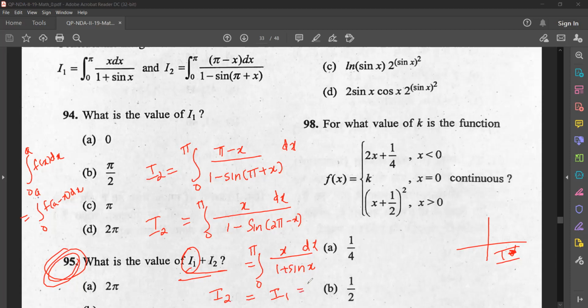And I1 we have the answer as pi. We have already done it in the 94th question, isn't it? So I1 and I2 are the same, and I1 we have already got as pi. They are asking I1 plus I2 in the 95th question, isn't it? I1 plus I2 means pi plus pi, 2 pi. So 2 pi is the answer for the 95th question. The answer is 2 pi, option A. Option A, 2 pi is the correct answer.